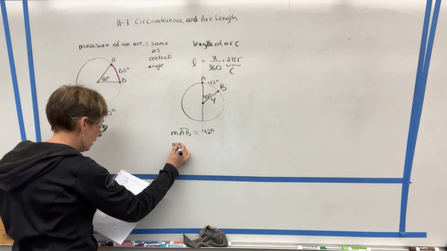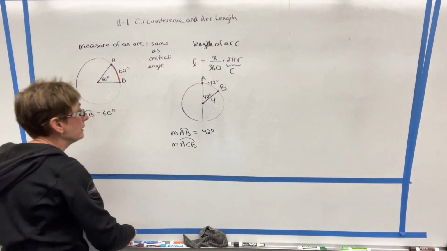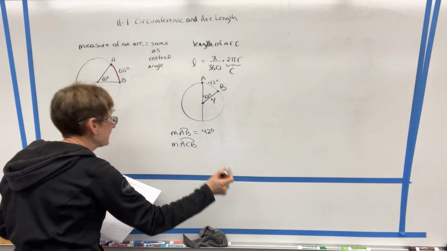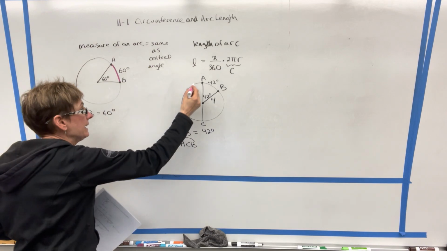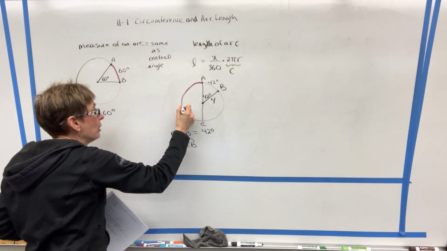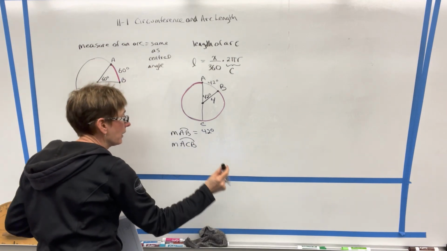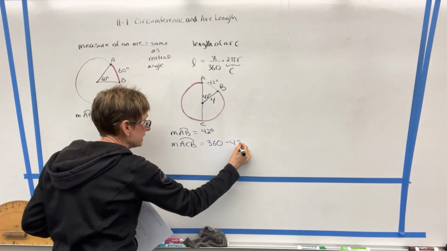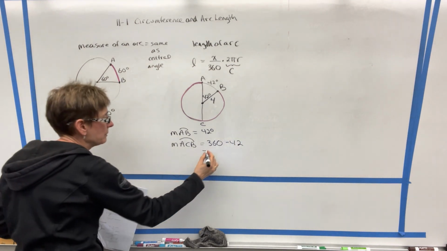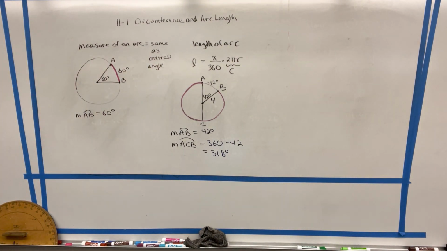The measure of arc ACB, because there's 3 letters there, and let me go ahead and put the C here for you. The measure of arc ACB is going to be everything but the arc we just measured. So the measure of arc ACB is going to be 360 minus 42, which is going to be 318 degrees. So those would be 2 measures of arcs associated with that circle.